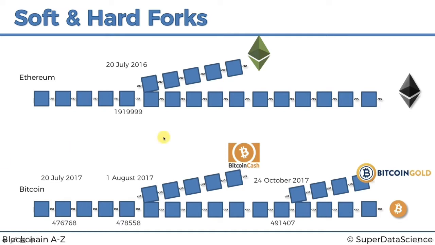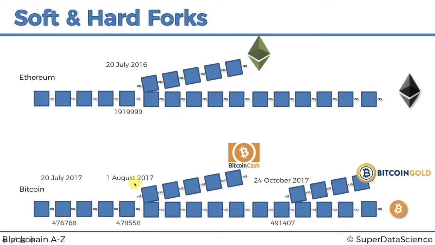So just to quickly recap, we saw that on the 20th of July 2016 there was a hard fork in the Ethereum chain because of the attack on the DAO, and Ethereum wanted to revert the transactions in that attack, and those miners who agreed continued with Ethereum. Those miners who disagreed continued with Ethereum Classic. In Bitcoin, on 20th of July 2017, there was a soft fork associated with acceptance of SegWit.